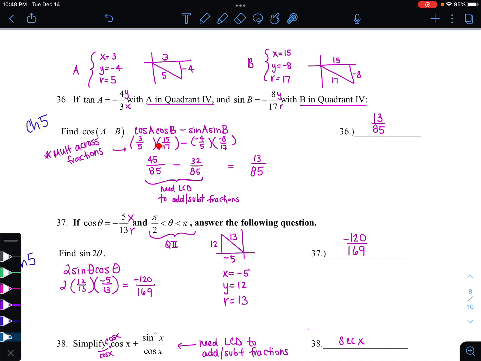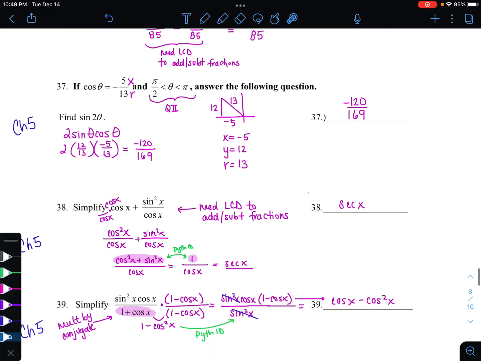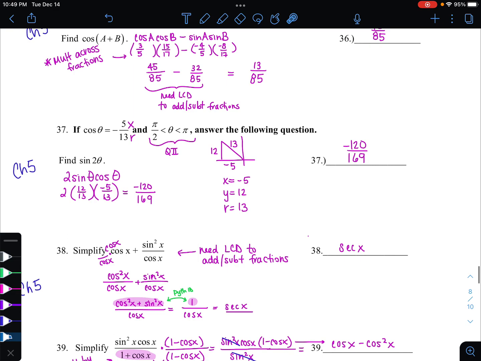So once you evaluate, you should not see cosine or sine in the second line. Instead, we're just going to multiply across the fractions, watch your signs, and then you should have common denominators here, so then it's just a matter of doing 45 minus 32. Okay, so this is just a sum and difference identity. The second one wants a double angle identity for 2 theta. So we don't know anything about 2 theta, but we know a lot about regular theta.